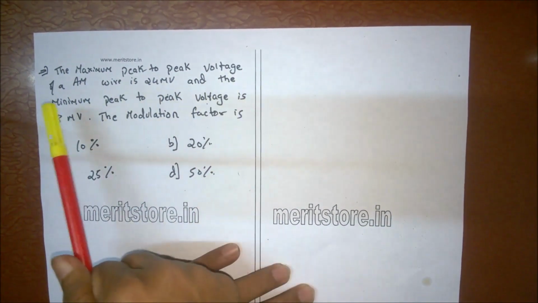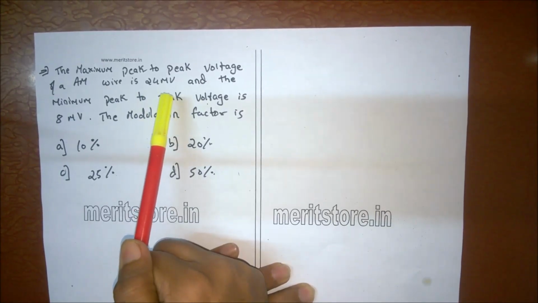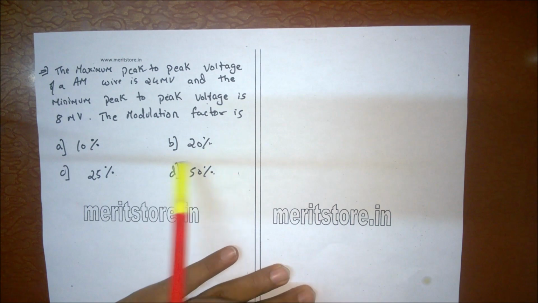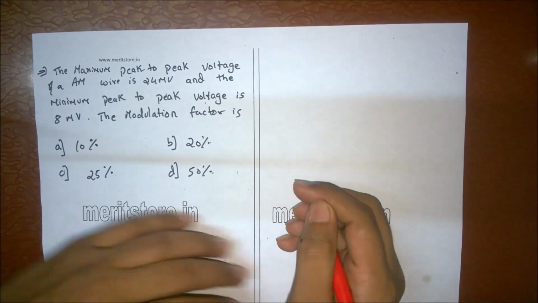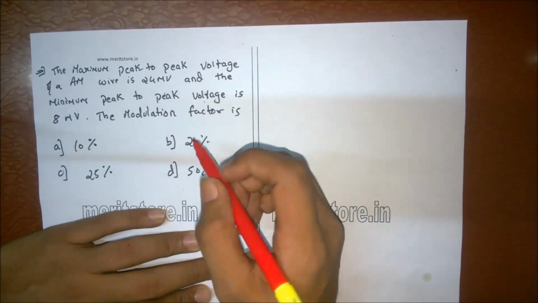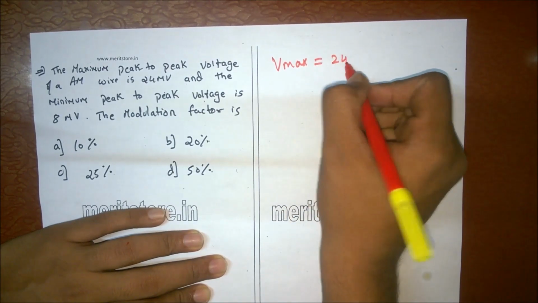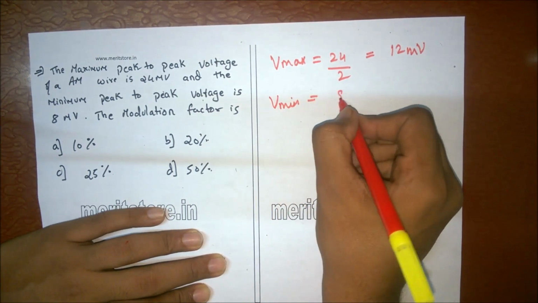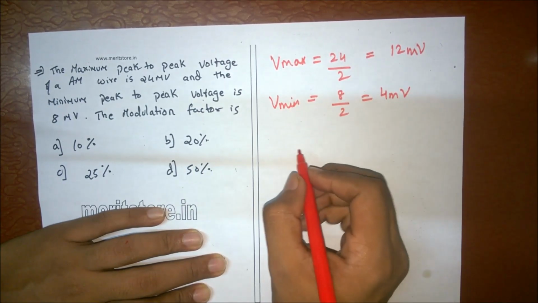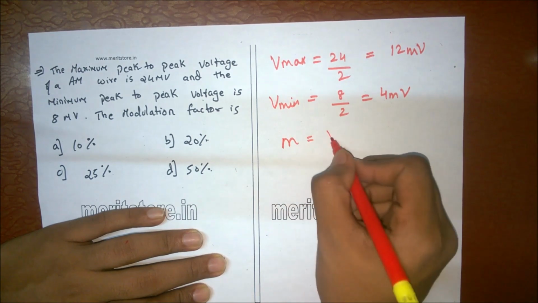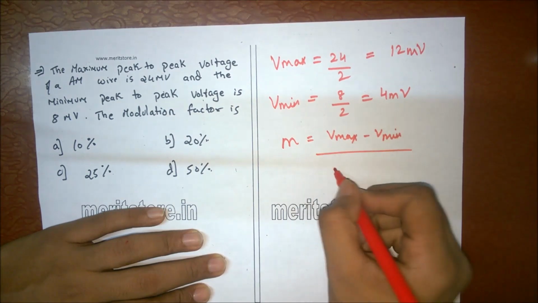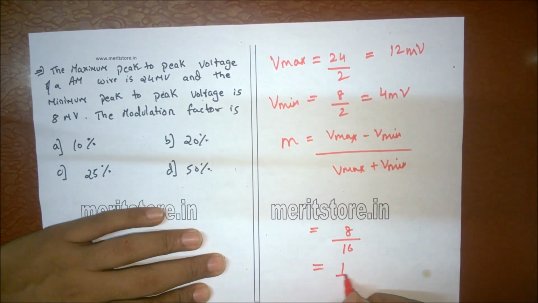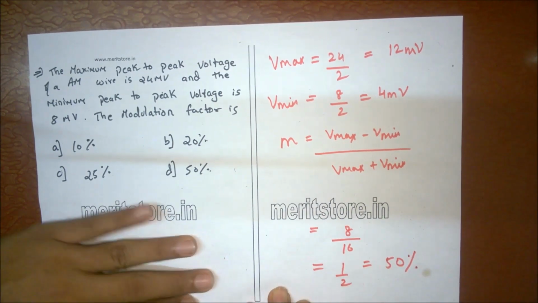The maximum peak-to-peak voltage of an AM wave is 24 millivolts, and the minimum peak-to-peak voltage is 8 millivolts. The modulation factor is A 10%, B 20%, C 25%, D 50%. Now here, since it is peak to peak voltage, we'll take half of both the values. Therefore, Vmax is equal to 24 by 2, which is equal to 12, and Vmin is equal to 8 by 2, which is equal to 4. Therefore, now the modulation factor M is equal to Vmax minus Vmin upon Vmax plus Vmin, which is equal to 8 by 16, which is half, which is equal to 50%. Therefore, the correct answer is option D.